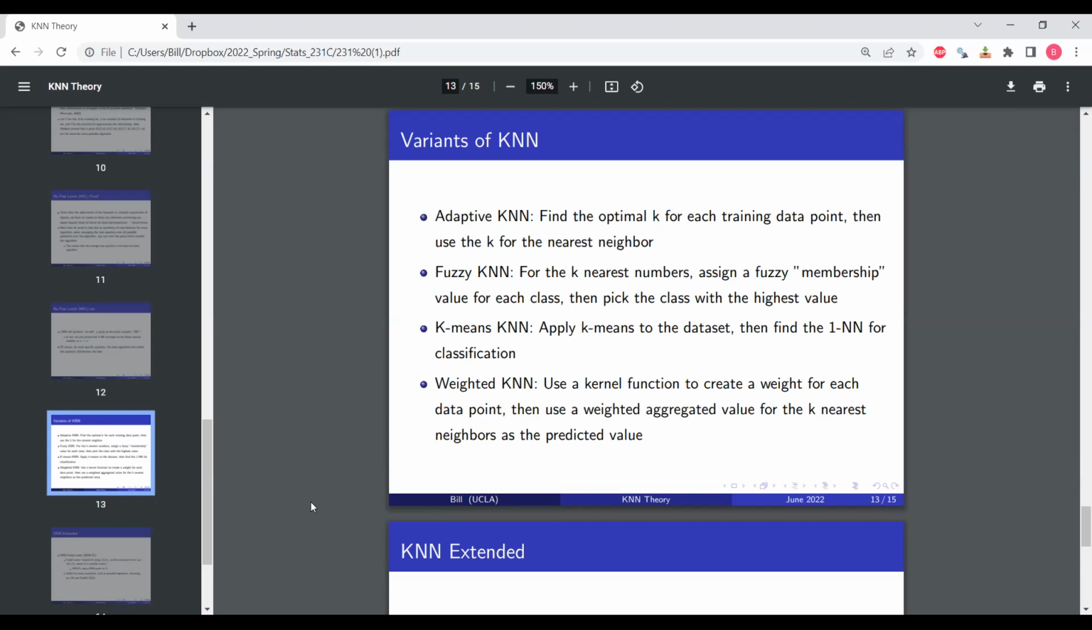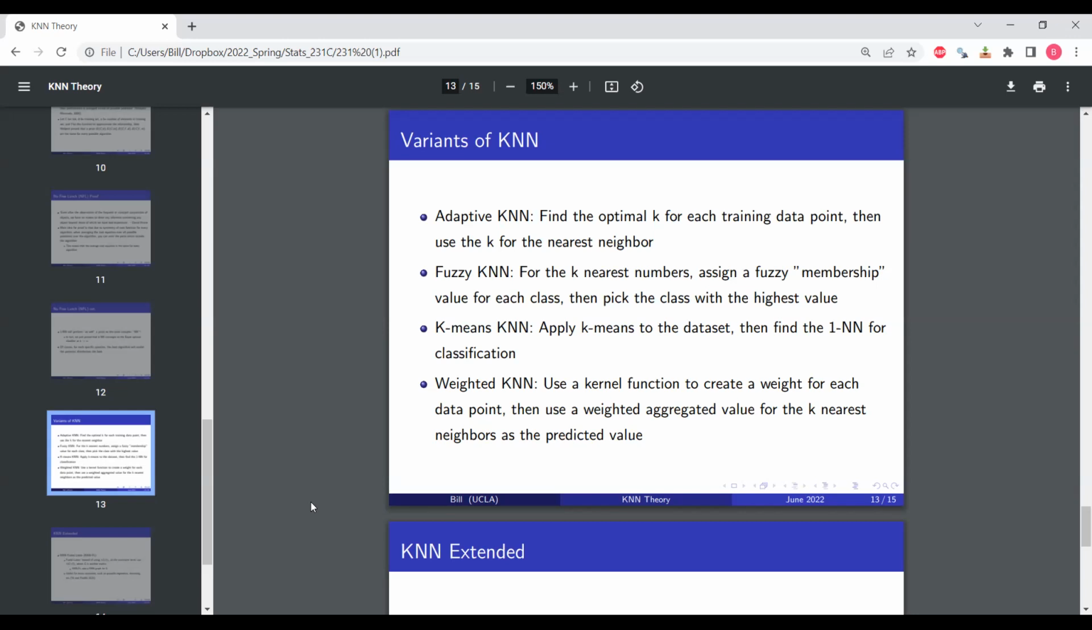For fuzzy KNN, we assign a fuzzy membership value for each class that we're predicting the value from, and then we just pick the class with the highest value. For k-means KNN, we apply k-means to the data set, and then we find the nearest neighbor for the data point that we're interested in, and we just use the centroid for that specific point for classification.